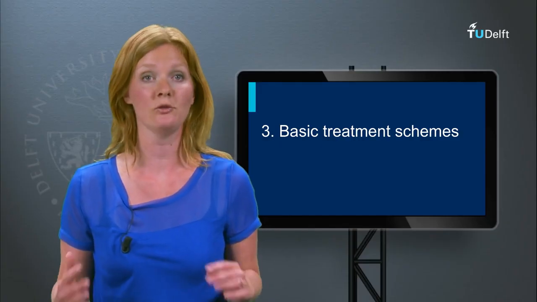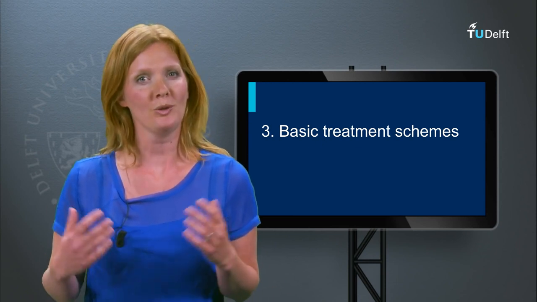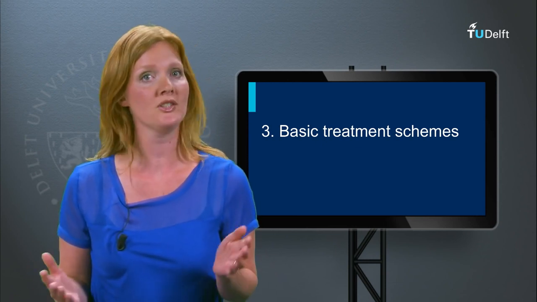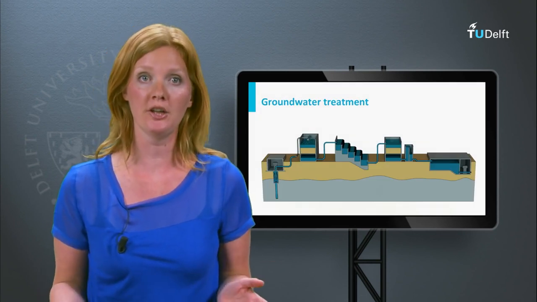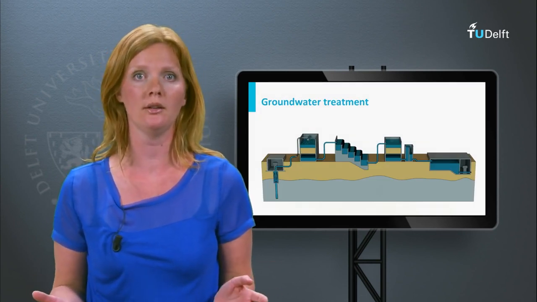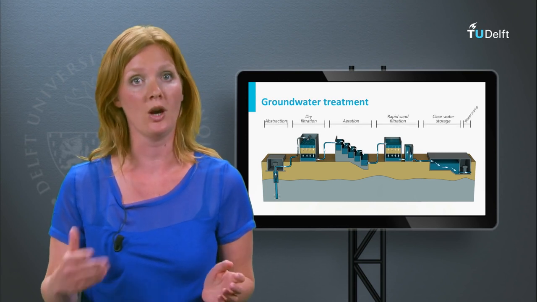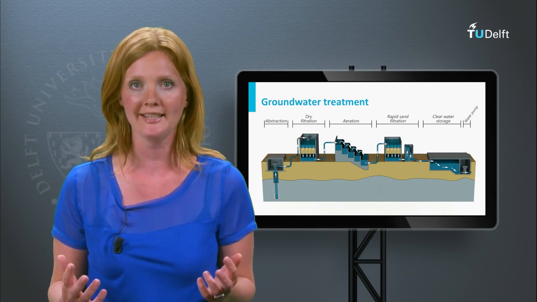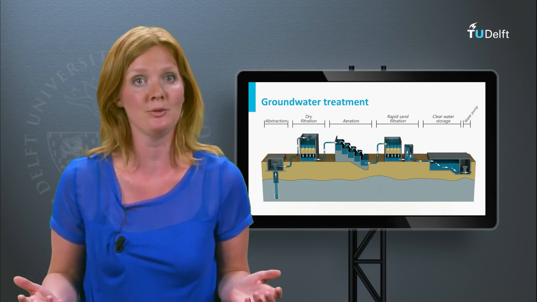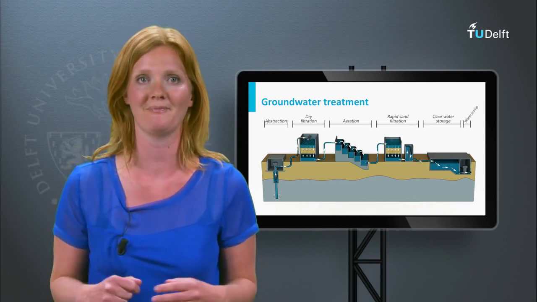Now you know the basics of groundwater abstraction. But what treatment is needed before groundwater is suitable for drinking? Well, the extent of treatment required to convert abstracted groundwater into drinking water can be determined based on the groundwater type and its water quality composition. In some cases, however, the groundwater is already suitable for drinking without any treatment.